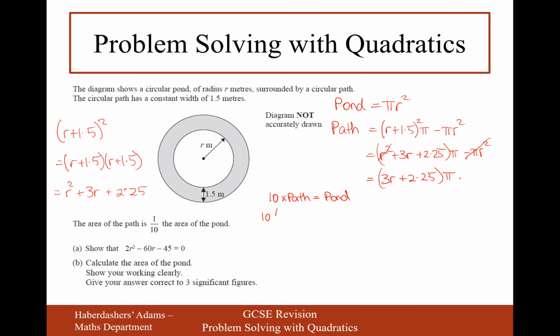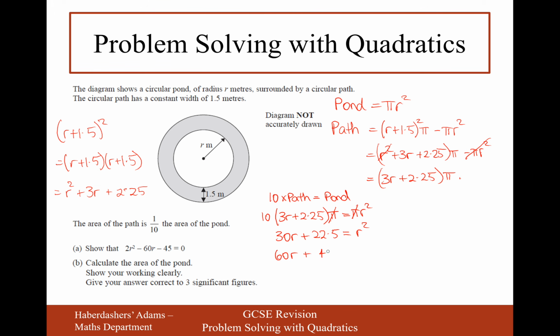So 10 multiplied by 3r plus 2.25 times pi equals pi r squared. Now what I can do first, I can cancel out pi's from both sides. I'll expand the brackets with the 10, so it's going to be 30r plus 22.5 equals r squared. Let's double everything so we get them all as whole numbers.